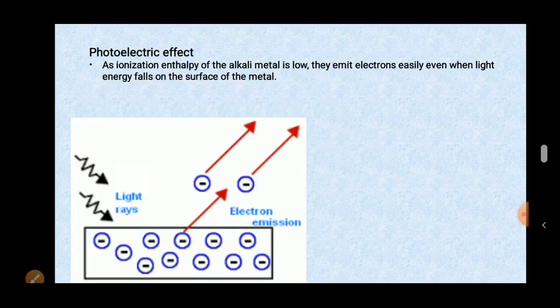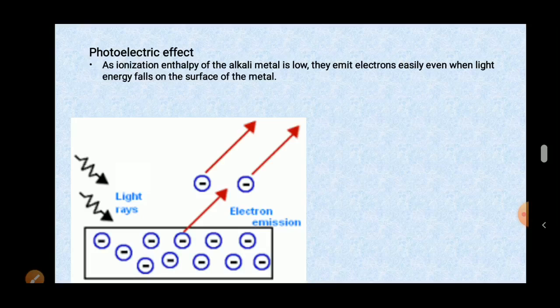So the next property is the photoelectric effect. This concept I already explained in the structure of atom. Photoelectric effect means that when light energy falls on the surface of a metal, that metal immediately ejects or emits electrons.